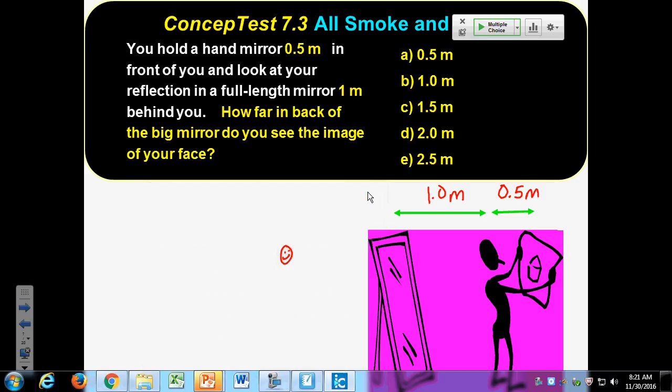You see an image of yourself that's over here in the flat mirror that you're holding. And that's 0.5 meters here. But the image that you see over here is actually 1 plus 0.5 plus 0.5, which is 2 meters. So you have to consider where is the image that's produced in this mirror, 0.5 meters to the right of this mirror, and then this image is in this mirror, which is going to be a full 2 meters behind the mirror.